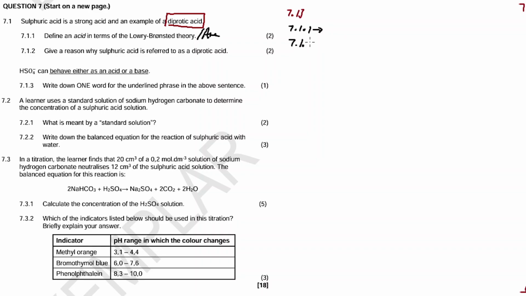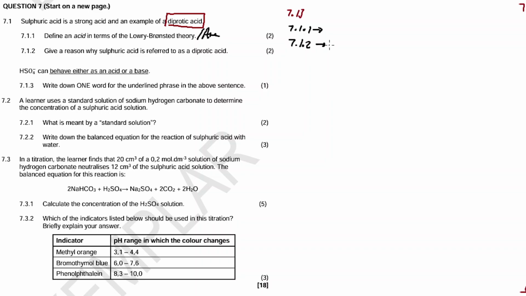So 7.1.2, give a reason why sulfuric acid is referred to as a diprotic acid. In grade 12 we do our pH calculations. This concept is important in some of the calculations, especially when working with sulfuric acid. Being a diprotic acid, there is that factor of two we must take into consideration when performing our calculations. Now, to answer this one, what is a diprotic acid?